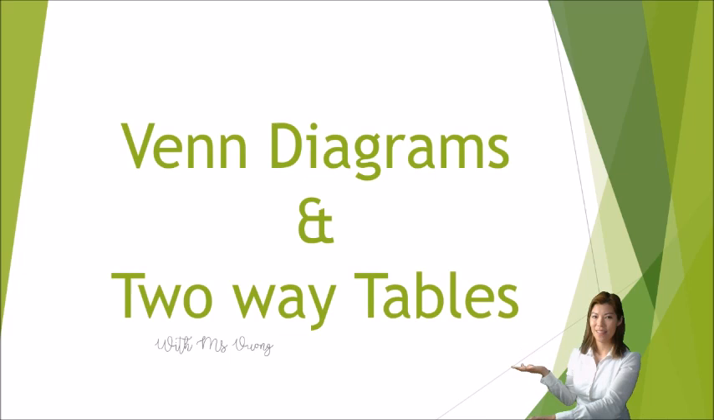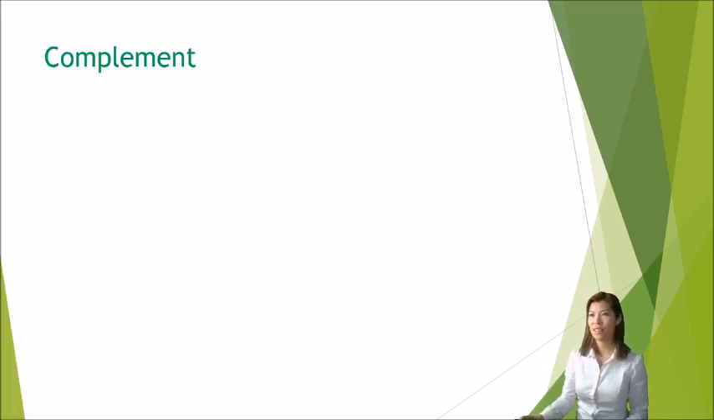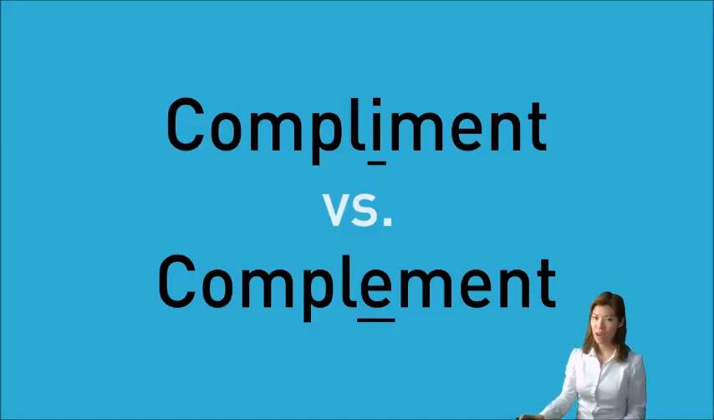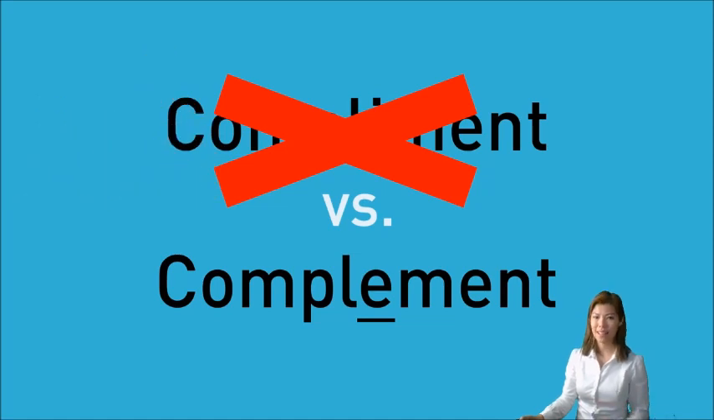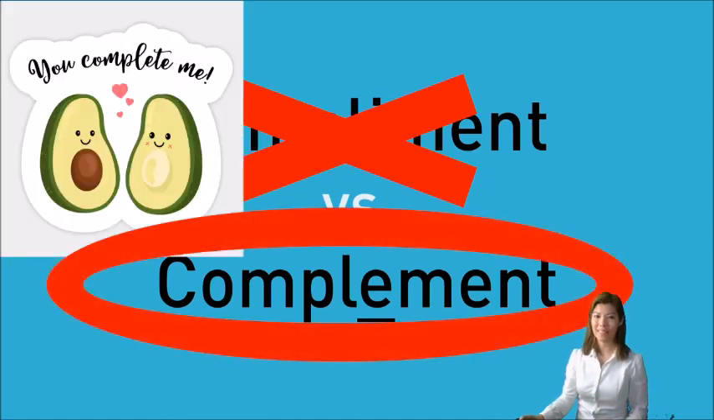Hi everyone, today we're going to talk about Venn diagrams and two-way tables. The first one we're going to look at is complement. Now be very mindful that it's not compliment like saying something is nice. It's complement with an E, coming from the word complete.